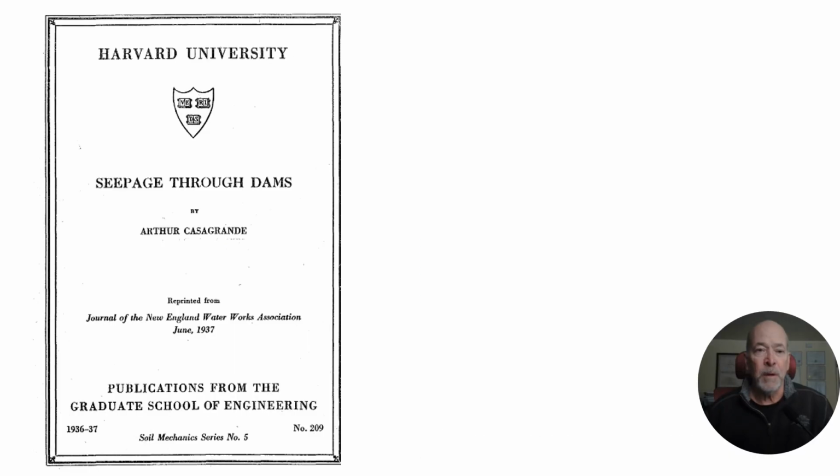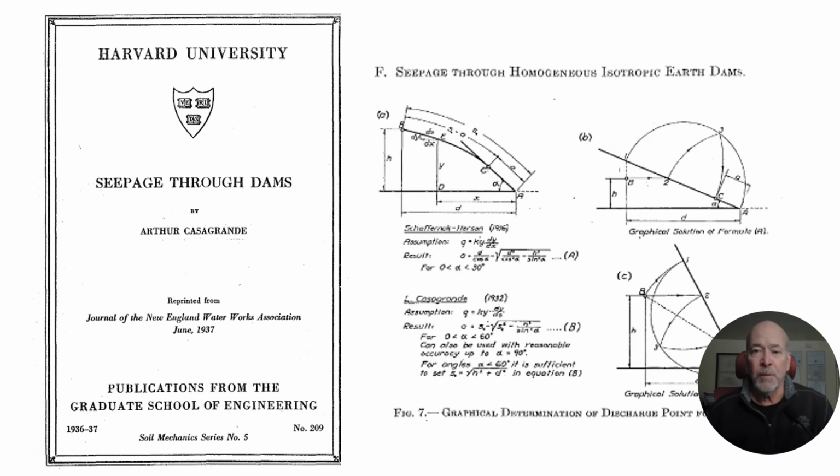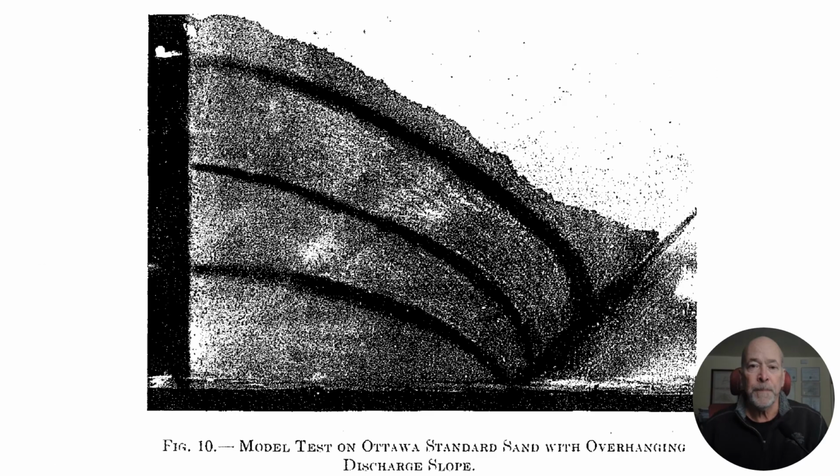And a guy named Arthur Casagrande, many years ago, 1937, made this publication, which is a really good publication, still holds valid today. And in there, he had several different solutions. One of them is for where seepage comes out on a homogeneous isotropic earth dam. So his equations tell you that you will have seepage there. And that's why we usually include some type of internal drain in there.